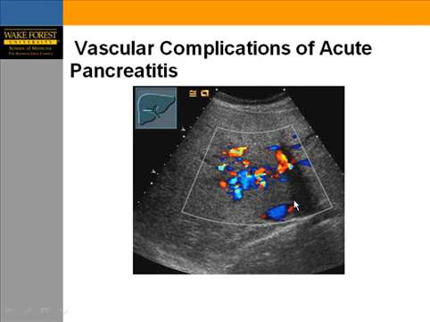This is an example of cavernous transformation of the portal vein in this patient with acute pancreatitis. You can see chaotic vascular structures with a disorganized pattern of color, indicating tiny little veins as a result of occlusion of the portal vein.